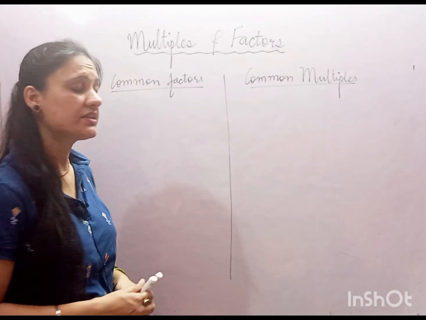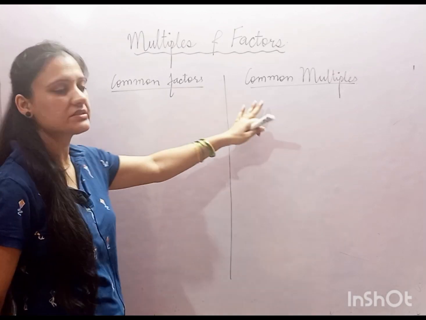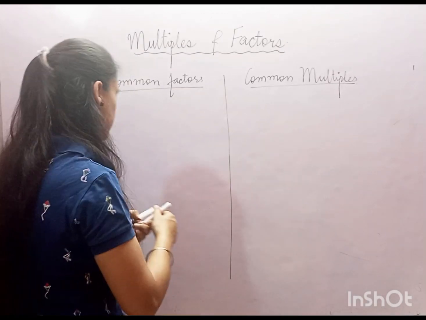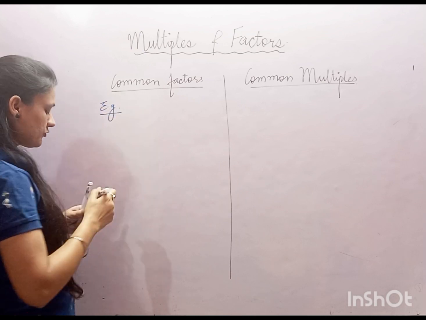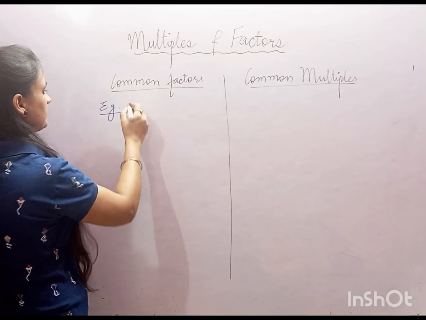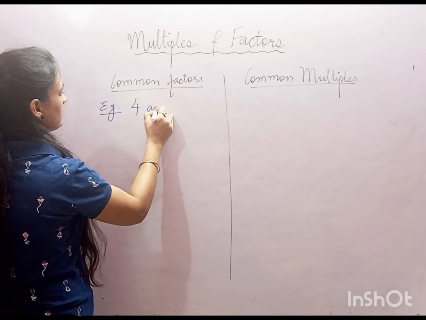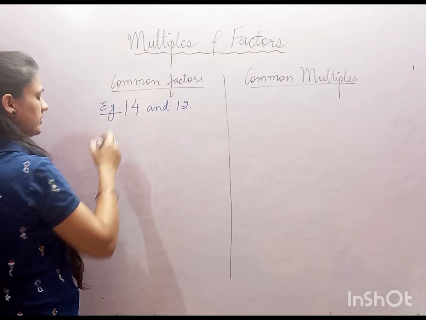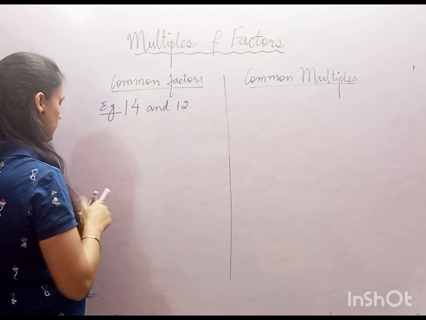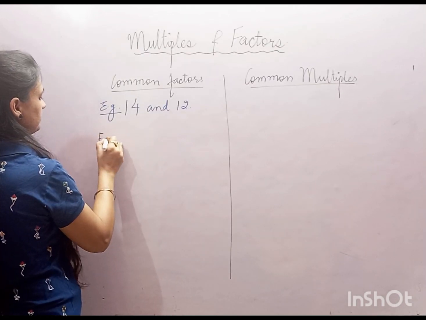Now let us understand how to find out the common factors and the common multiples. Let us take an example here. Suppose we have to find out the common factors of 14 and 12. Right? Let us write down 14. Now let us find out the factors of 14.